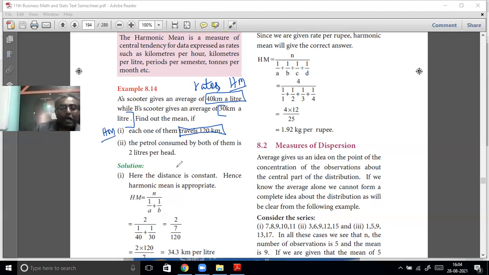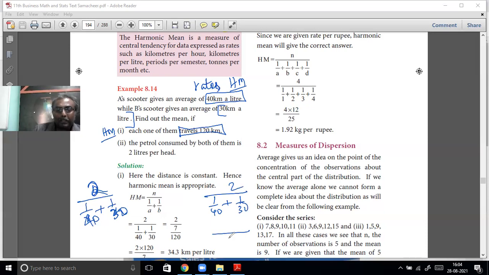So harmonic mean is n divided by 1 by x1 plus 1 by x2. இது ரெண்டு தான் இருக்குது இந்த இடத்துல. N is equal to 2 here. So this becomes 2 divided by 1 by 40 plus 1 by 30. இங்க வந்து 120 எடுத்துக்கலாம். 120 into 4 here, 4 வருது. 120 into 3, 3 வருது.